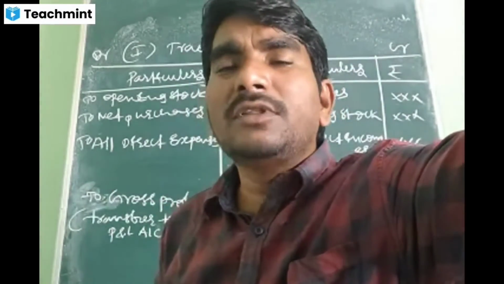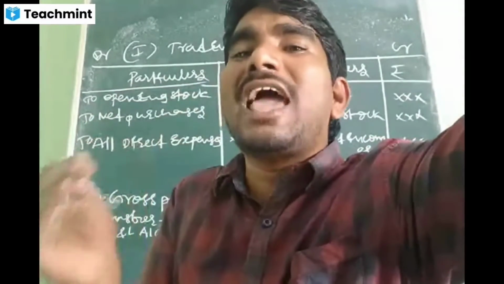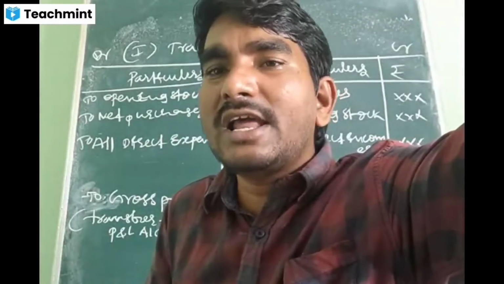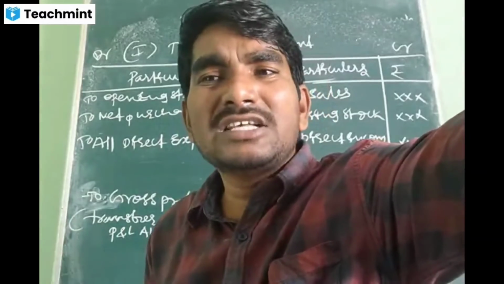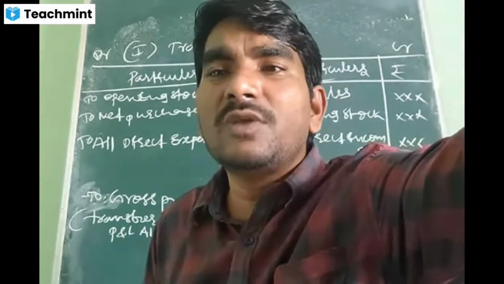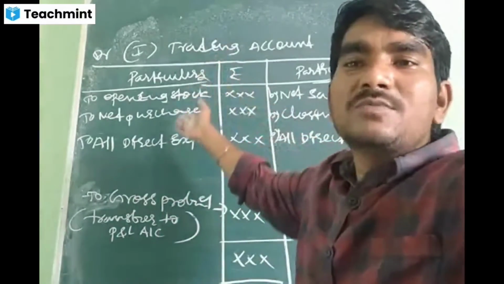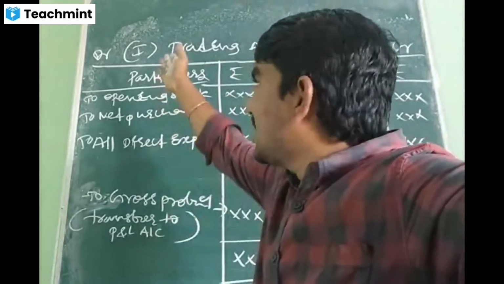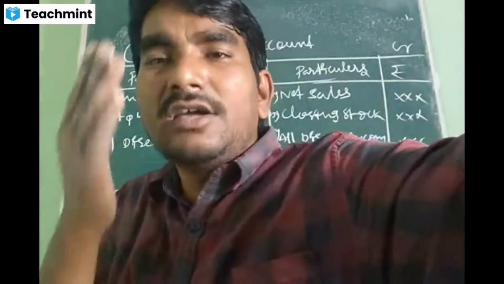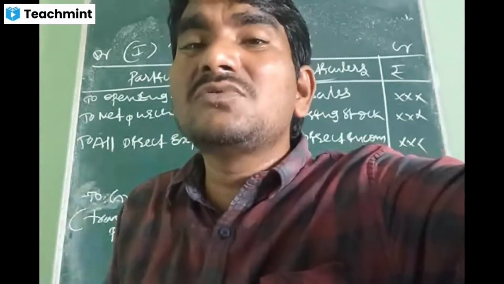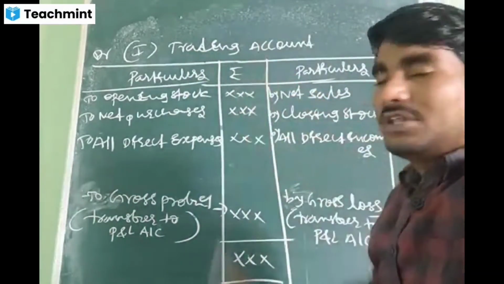Depending upon the nominal account formula, the trading account procedure will be followed. Already you know that under the guidelines of the nominal account, expenses and losses will be debited and incomes and gains will be credited. On that basis we should relate all types of direct expenses on the debit side of the trading account, and all the direct incomes we will consider on the credit side of the trading account.